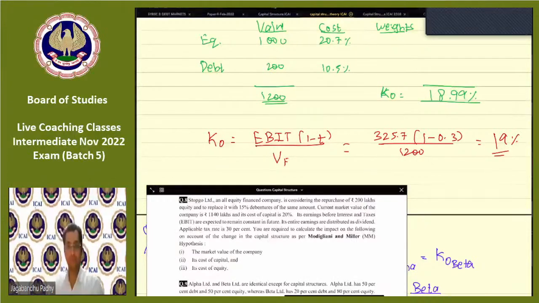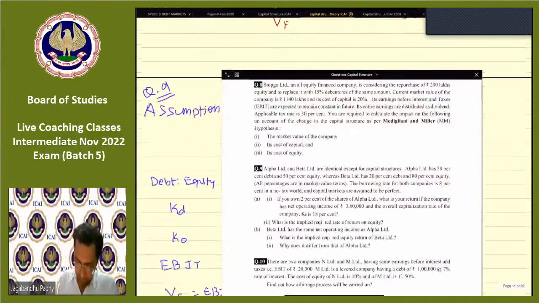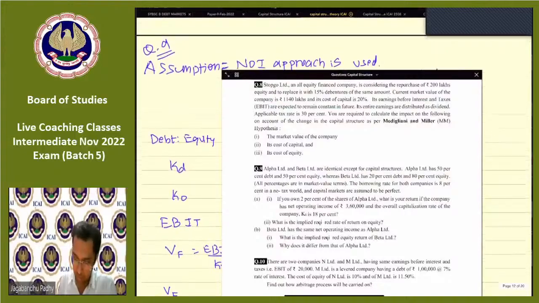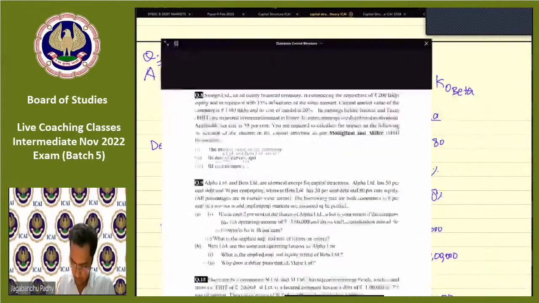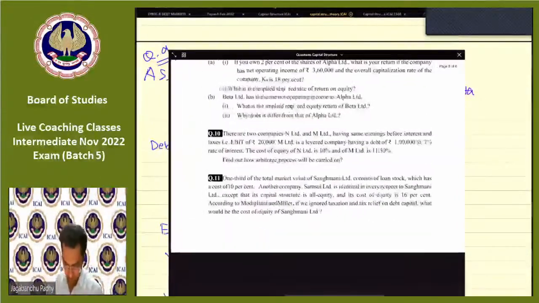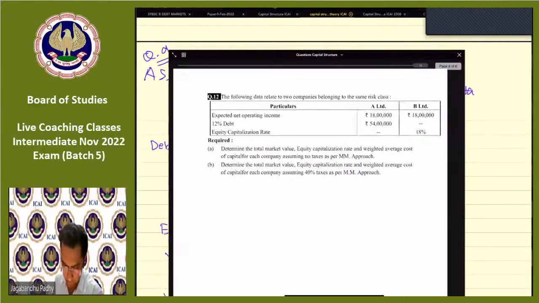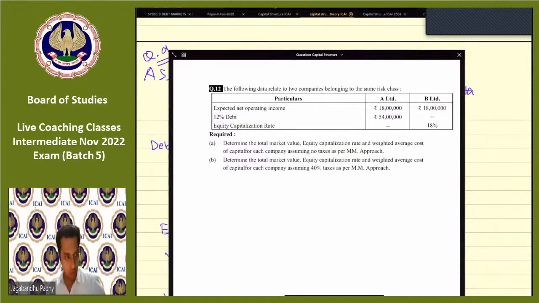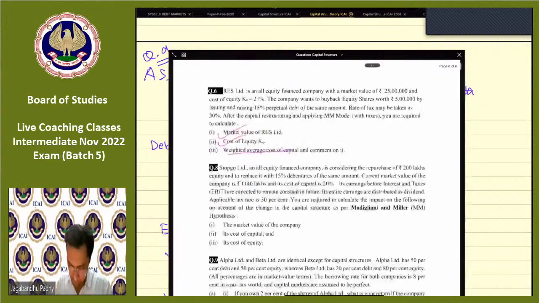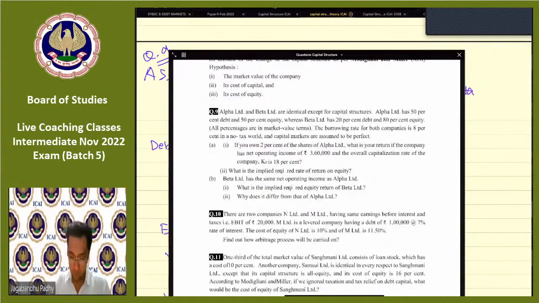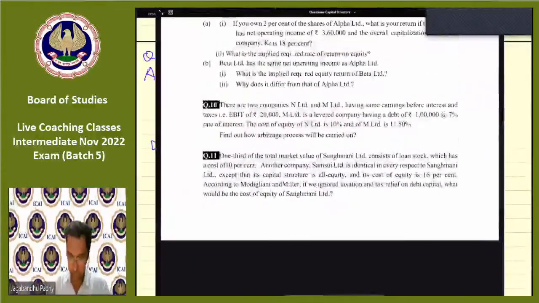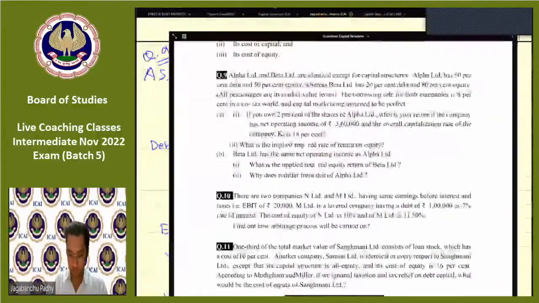Getting the same? Okay, perfect, guys. Let's try out more questions. Let's try out this question 9. Look at this question 9.